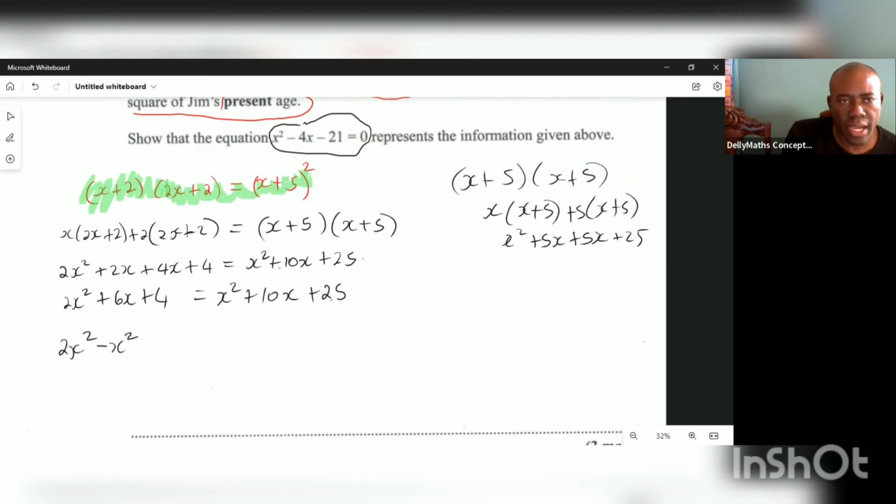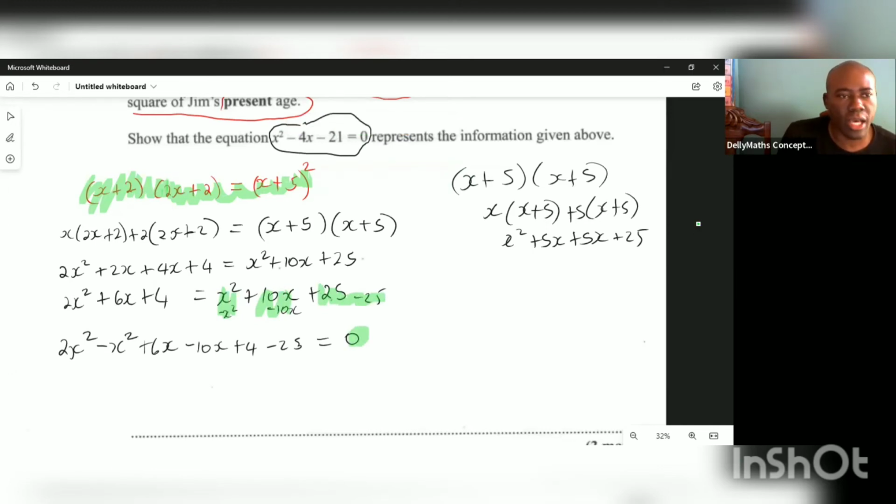So if I subtract x squared here, then I do it on the other side, plus 6x, and then I'm going to have to subtract 10x from both sides, balancing. And then I have a plus 4, and then I'm going to subtract 25 from both sides. And then all of that is equal to 0, because if you notice, we have subtracted everything here. We subtracted that, we subtracted that, we subtracted that. So we're left with a 0 on that side.